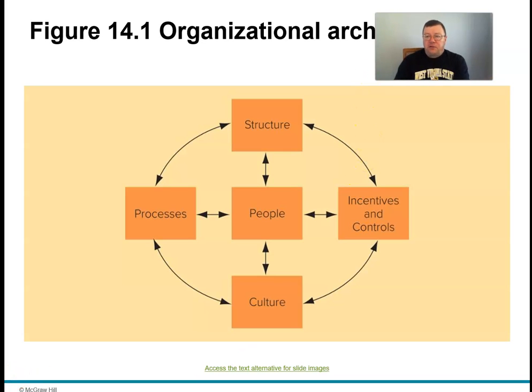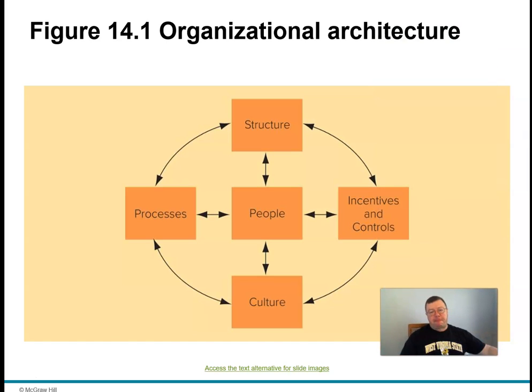So here we have figure 14.2 in your textbook. This is showing the organizational architecture. In the middle you have people. The different outposts from this, you have structure. You have incentives and controls. You have processes. You have culture. All of these fit together as part of the organizational architecture. We're going to talk about each of these now one by one.